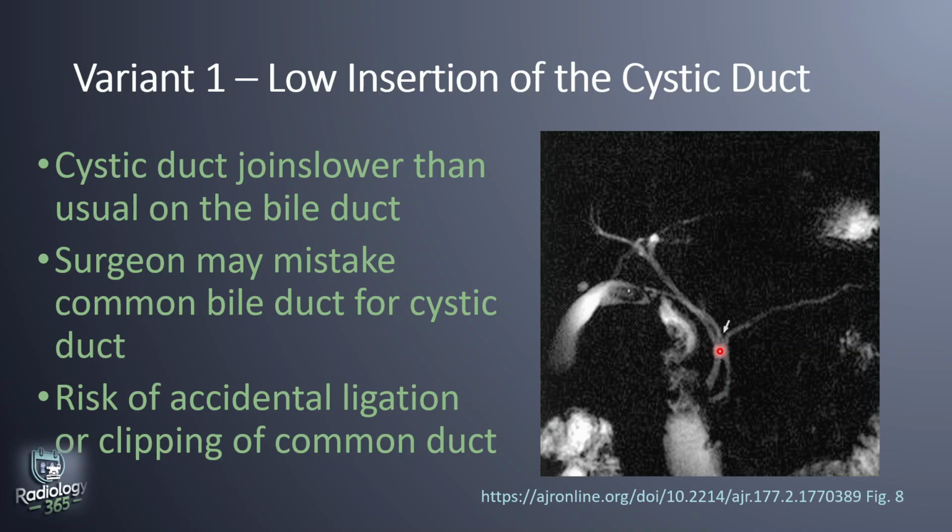Like I said earlier, if the surgeon doesn't recognize that the cystic duct goes all the way down here, in trying to tie it off, he may end up tying off the common hepatic duct or the common bile duct, and that may have dire consequences.